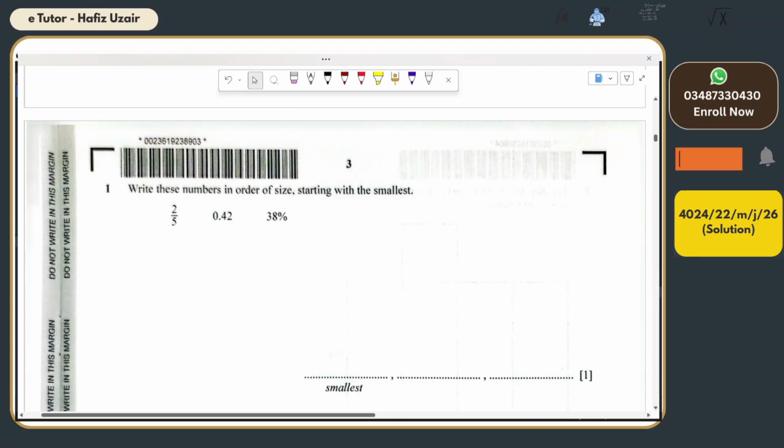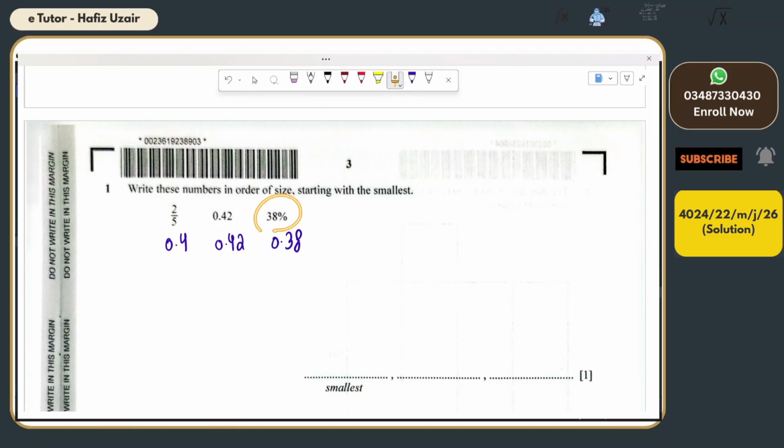Now here you need to write these numbers in order of size. Let's convert 2/5 into decimal. That is 0.4, and this is 0.42, and this is 0.38. Now you can check that this value is the smallest, so 38%. First we will write 38%, then 0.42, and lastly 2/5.